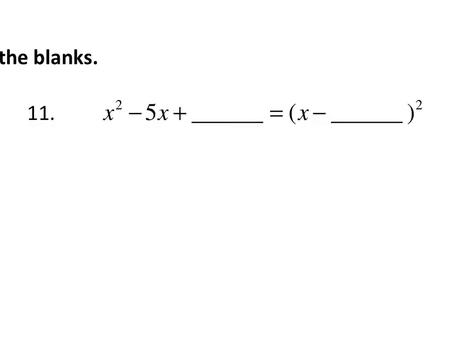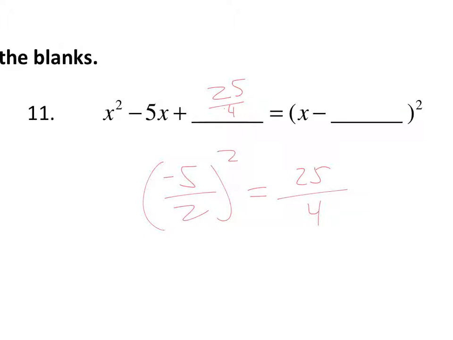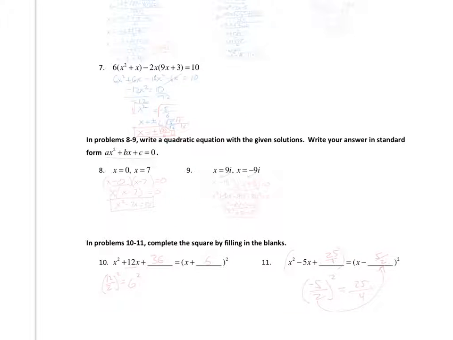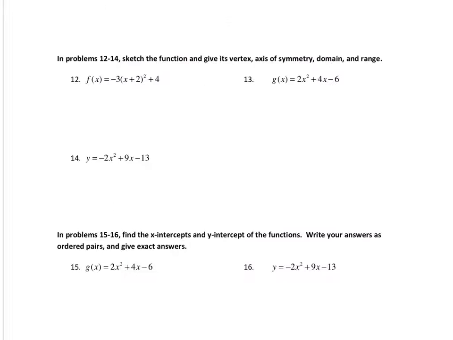Here we've got an odd number, so we're going to take negative 5 divided by 2 and square it. We square the top, that's 25. We square the bottom, that's 4. So we got to complete the square with 25 fourths. So when we factor this whole thing, it factors into x minus 5 halves. It's always going to be that number there. All right, let's go on to the next page.